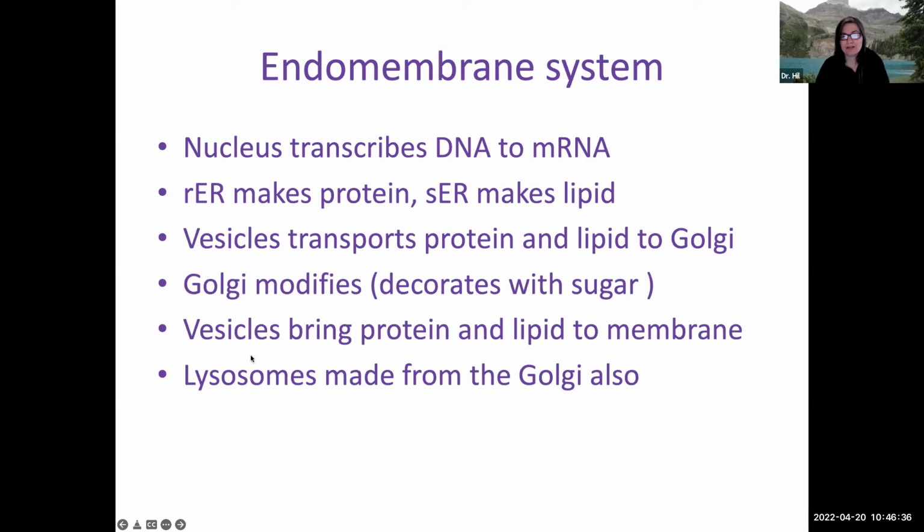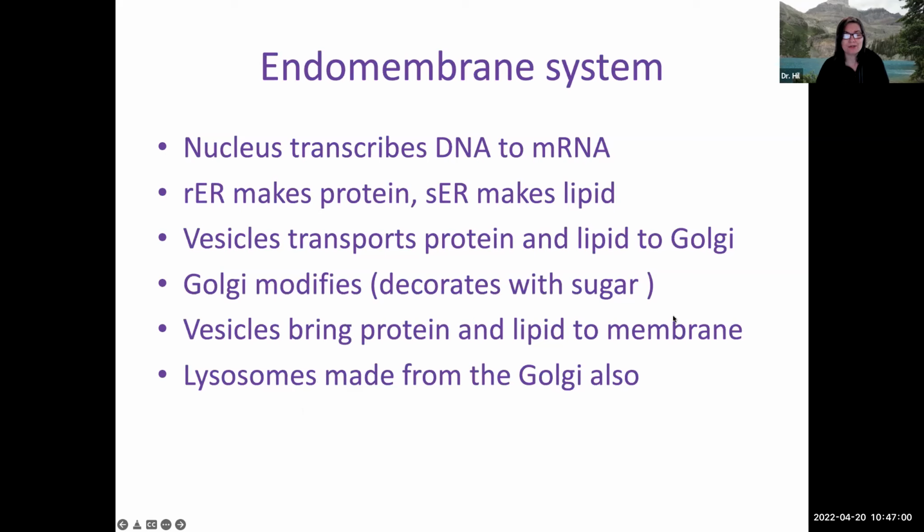There are vesicles that bring protein and lipids from the Golgi to the plasma membrane. So vesicles are also doing that, like we've decorated with sugar, let's take it to the membrane kind of service. And last, there's a specialized type of vesicle known as a lysosome that comes off of the Golgi but does not go to the plasma membrane. Its contents become acidified and it becomes a lysosome.